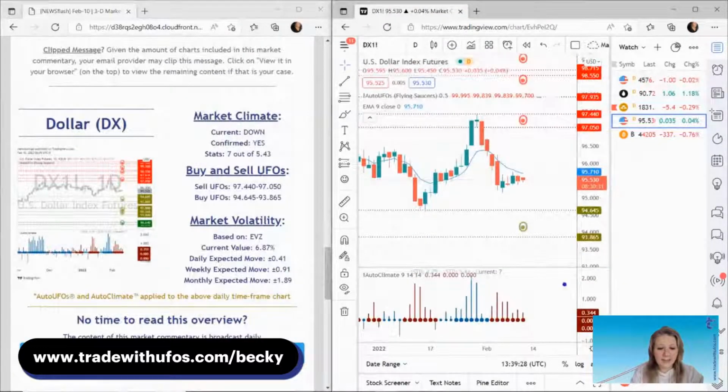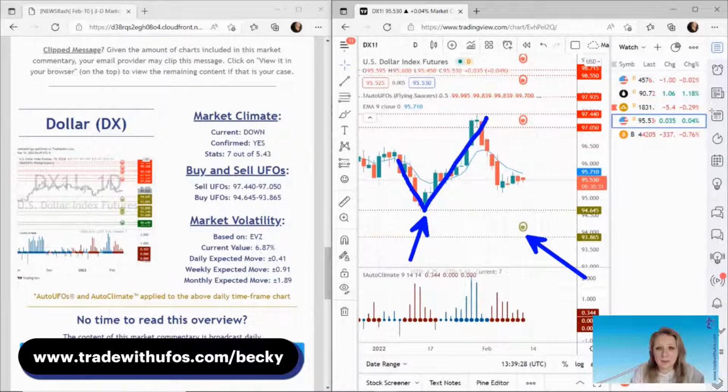So the US dollar has a thick red dot. That is probability to the downside. Now we have buyers here between 94.645 and 93.865. They've already worked in that price came down, hit the buyers and pushed price up from there.